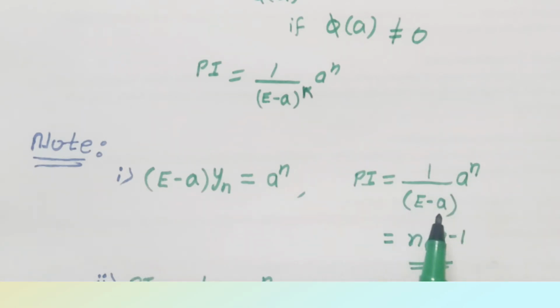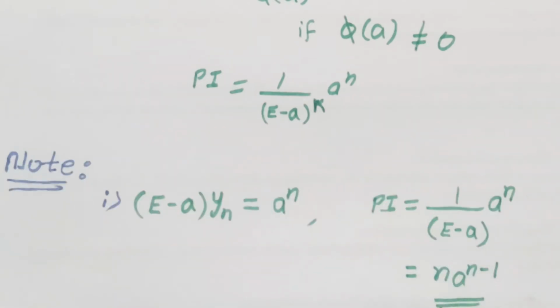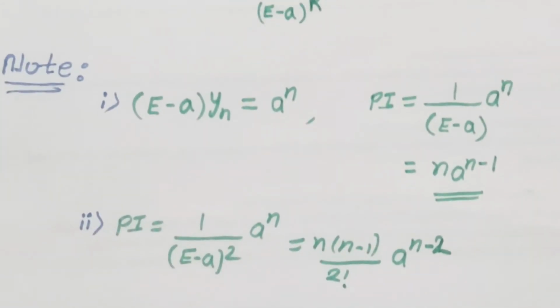If we get this denominator as 0, for this type of term, that is division containing a factor, then the formula is n a raised to power n minus 1. If we get this type of term, then we use this formula for pi. For the second, if pi is equal to 1 upon (e minus a) square into a raised to power n.